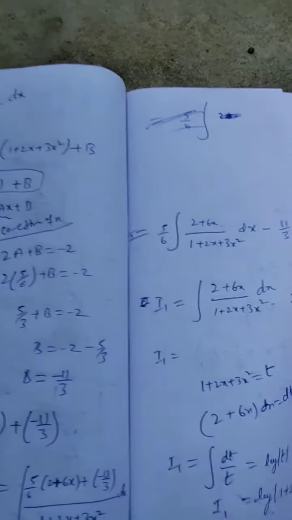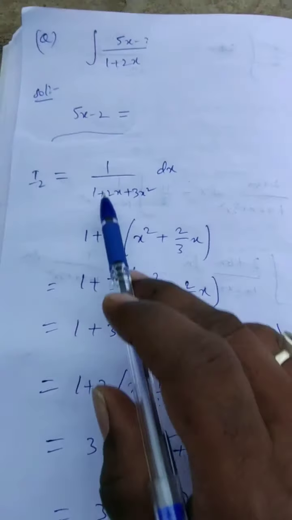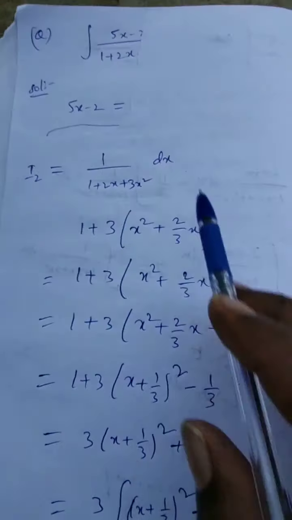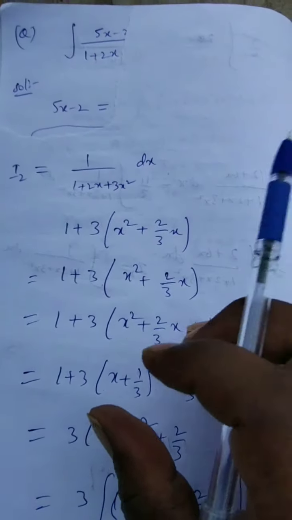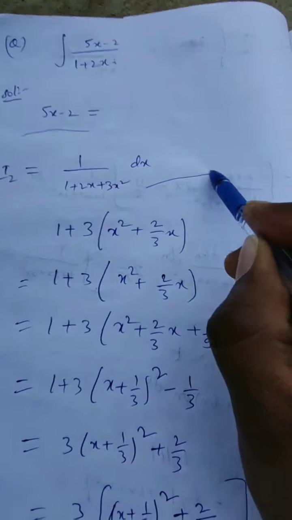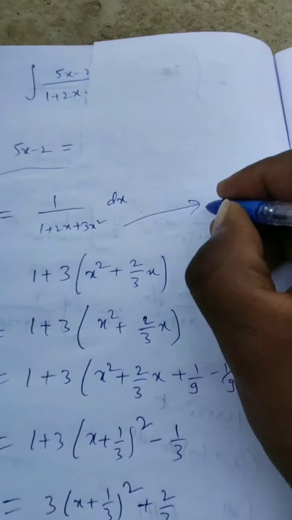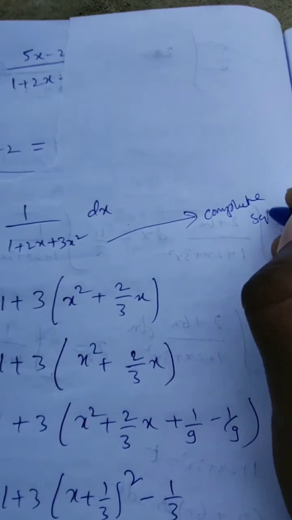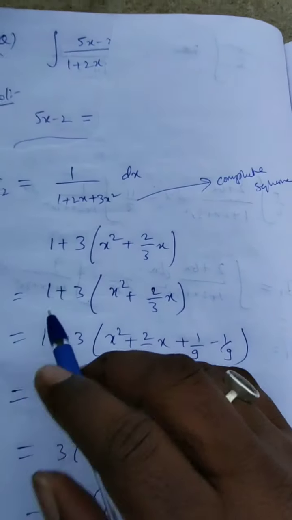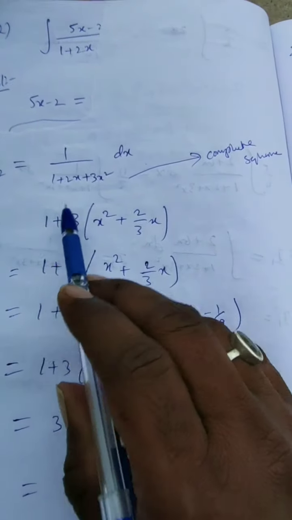Now let us take I2. What does I2 say here? 1 upon (1 plus 2x plus 3x square) dx. Whenever you have 1 upon a quadratic, we have to use the complete square method. You learned it in 10th class, right? Complete square method. So what is the complete square method? How to do it here?